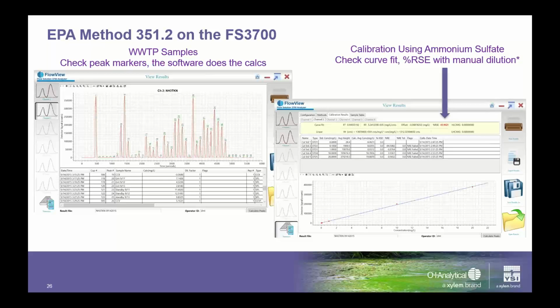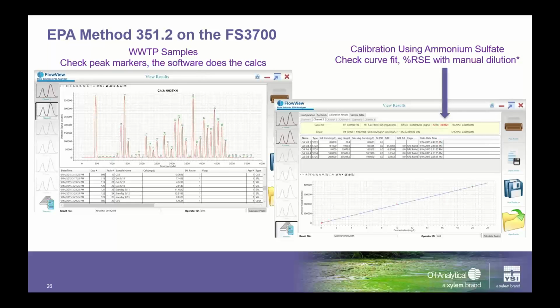When you're looking at the calibration curve and you want to know the quality of it, one of the things you look at is the relative standard error. Notice in this case, it is almost 50%, which might surprise you when you look at this curve. It looks pretty tight. But this is pointing out what you often see with manually performed dilutions. They manually perform their dilutions for this method.